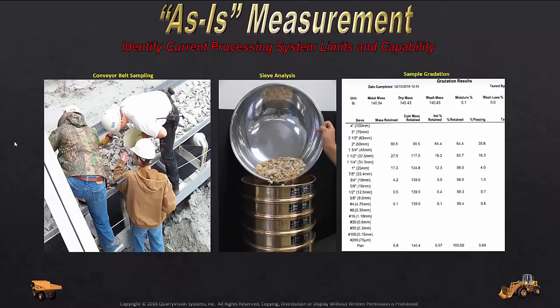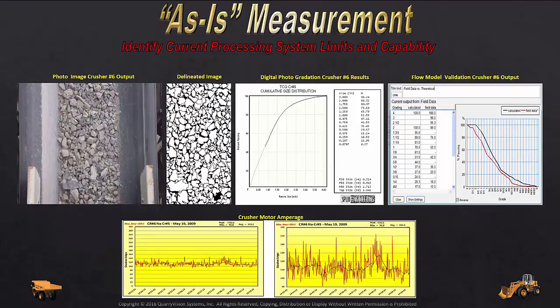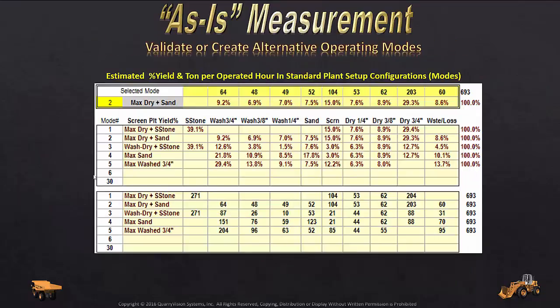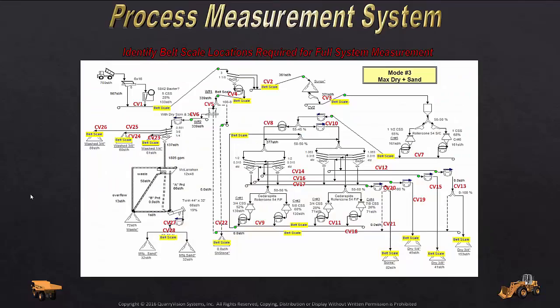The system requires field measurement initially to be able to establish what the limits and capabilities in the as-is condition are. And that's done with field sampling, or in this case digital photo imaging. With that information, we establish the potential yield and capacity rates for the various modes that we initially define, and begin the process of locating belt scales. The belt scale information is the key to understanding the heartbeat of your process.